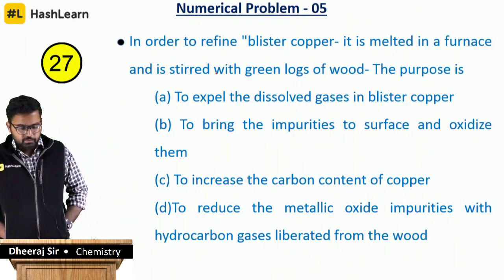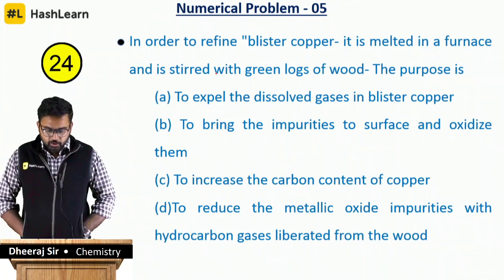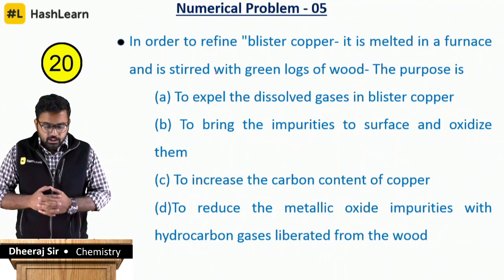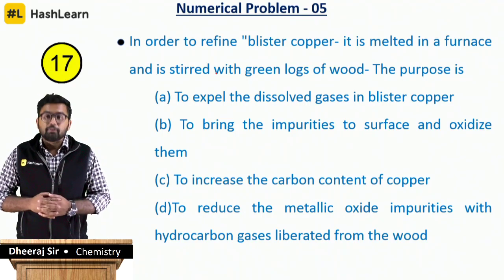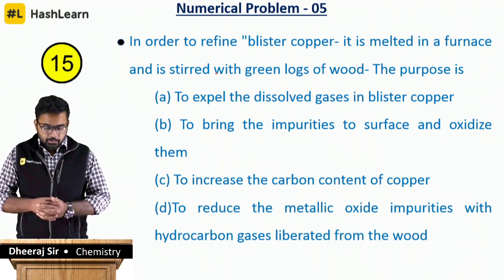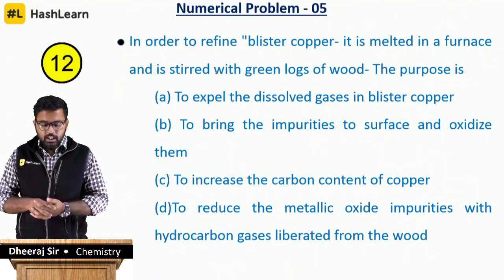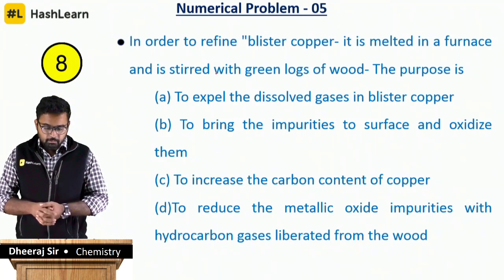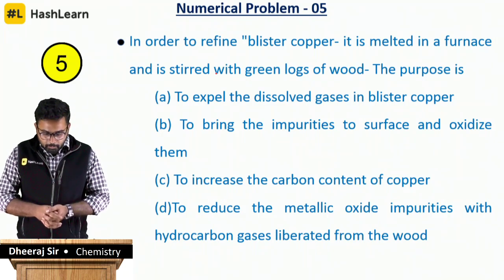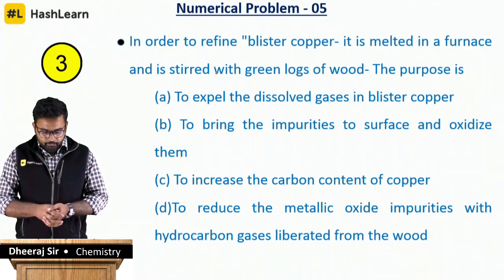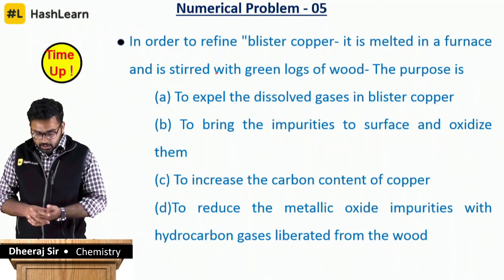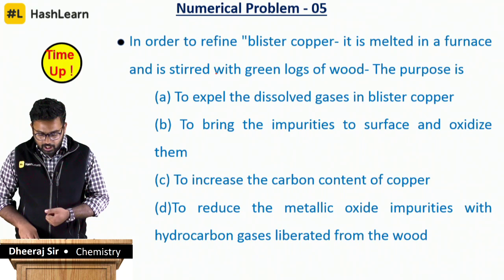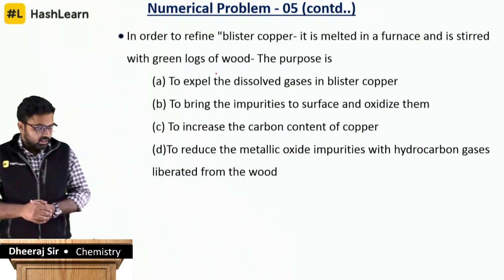So try to answer this fifth question quickly for me. In order to refine blister copper, it is melted in a furnace and it is stirred with green logs of wood. The purpose of stirring the molten copper with green logs of wood is to do what? To expel the dissolved gases in blister copper, to bring the impurities to the surface and oxidize them, to increase the carbon content of copper, or to reduce the metallic oxide impurities with hydrocarbons liberated from the wood. So what is it going to be?